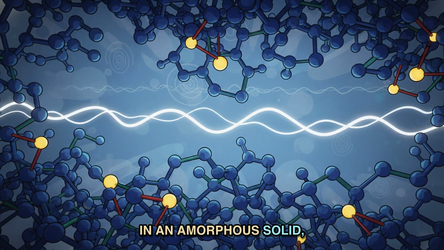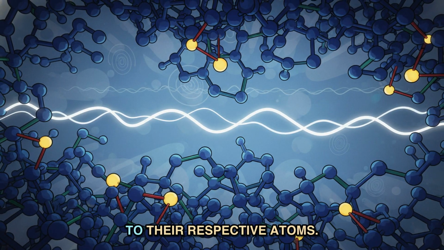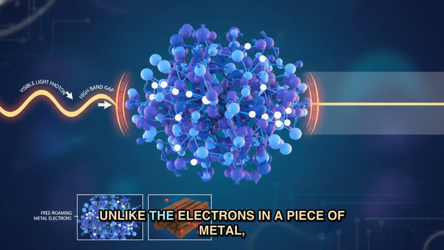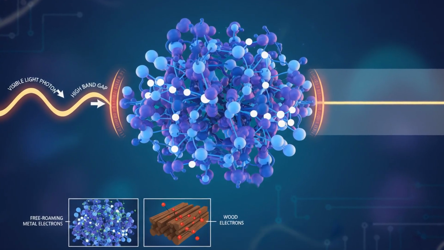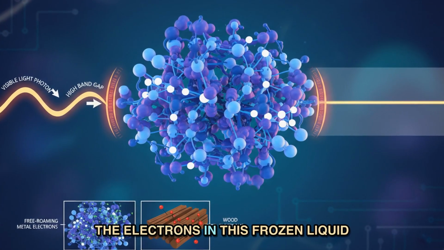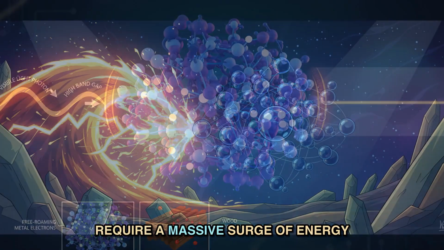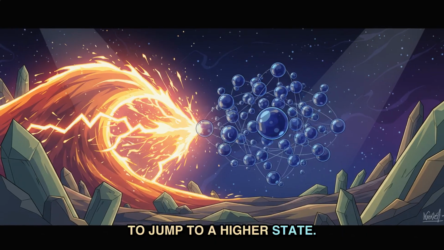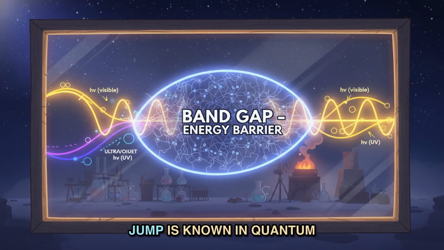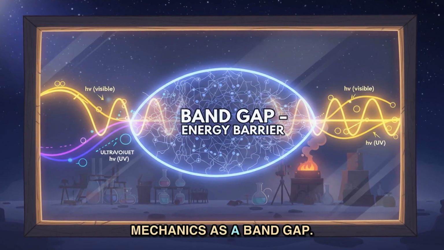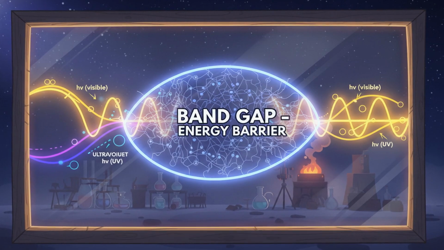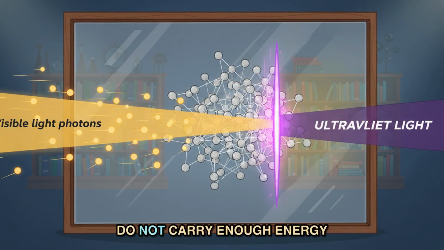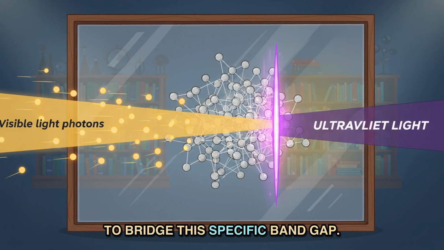In an amorphous solid, the electrons are bound tightly to their respective atoms. Unlike the electrons in a piece of metal, which roam freely, or the electrons in wood, which are easily excited, the electrons in this frozen liquid require a massive surge of energy to jump to a higher state. The energy required to make this jump is known in quantum mechanics as a band gap. And here is the cosmic coincidence that gives us clear windows. The photons of visible light simply do not carry enough energy to bridge this specific band gap.